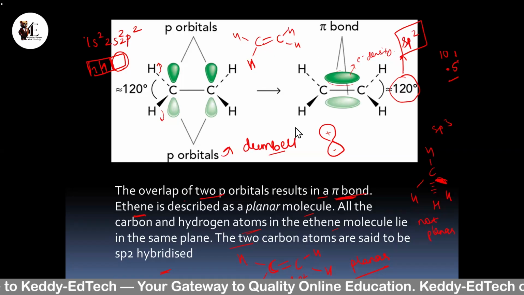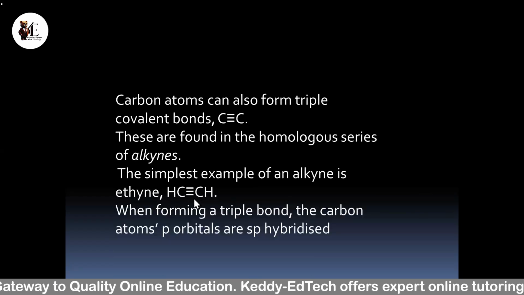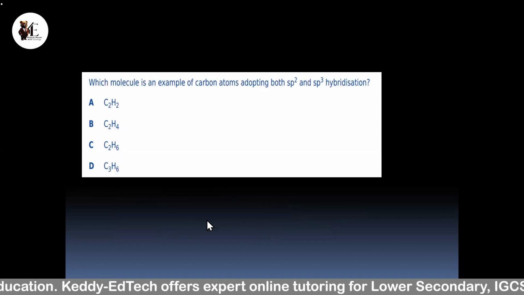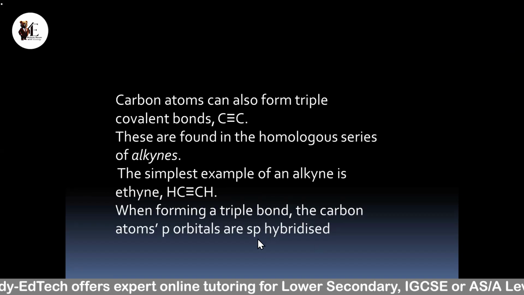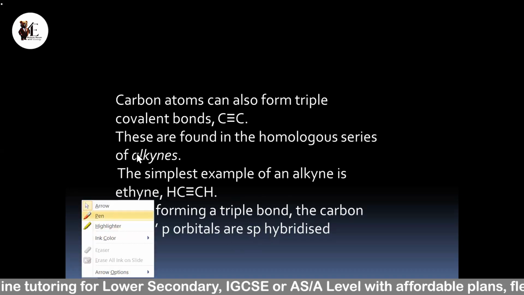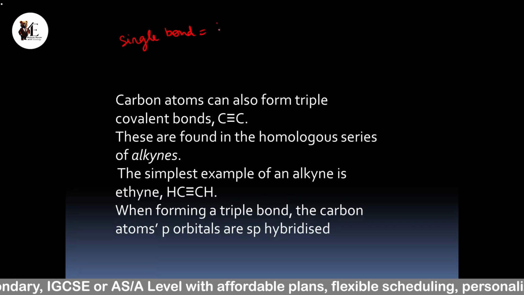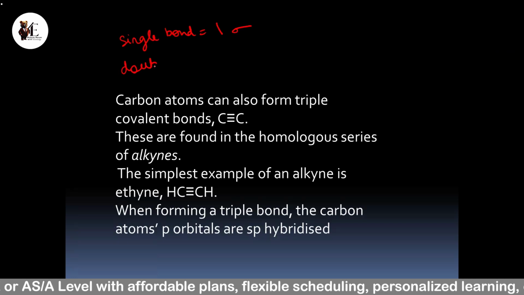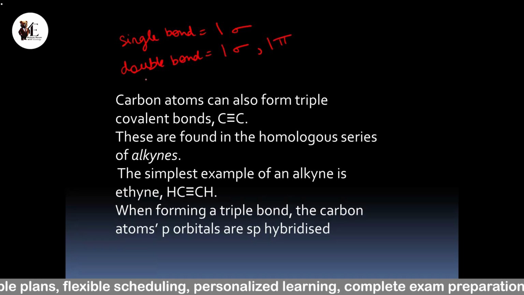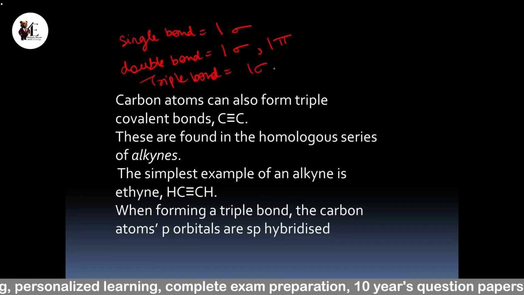Now draw it for ethyne. Carbon atoms can also form triple covalent bonds, which are alkynes. The simplest alkyne is ethyne. When forming a triple bond, carbon atoms are sp hybridized, because there are only two sigma bonds. In a single bond, you have one sigma. In a double bond, you have one sigma, one pi. In a triple bond, you have one sigma and two pi.